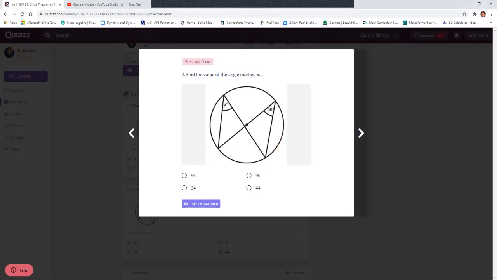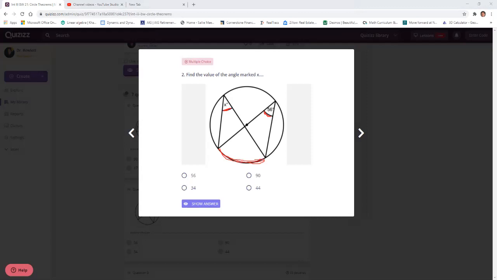Let's take a look at problem number two. On problem number two, it says to find the value of the angle marked x. This is going to be pretty much the same concept. At first, this may appear to be a little tricky. Some students think there's not enough information. But notice that this angle here, designated as x degrees, inscribes this arc here. But the 56-degree angle also is an inscribed angle to the same arc.